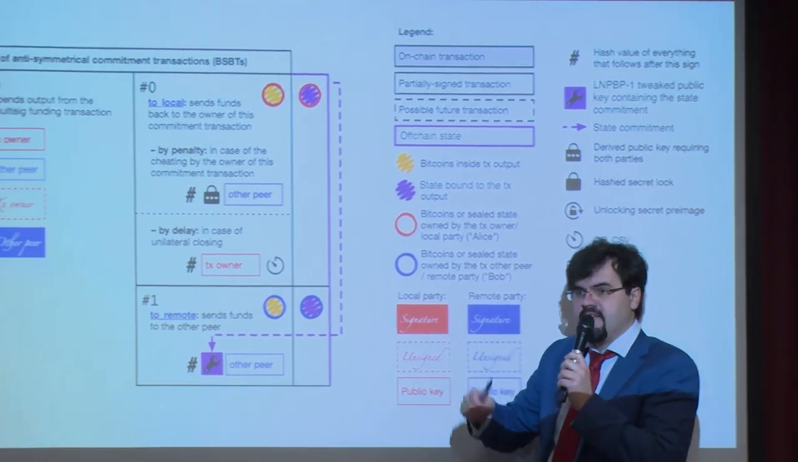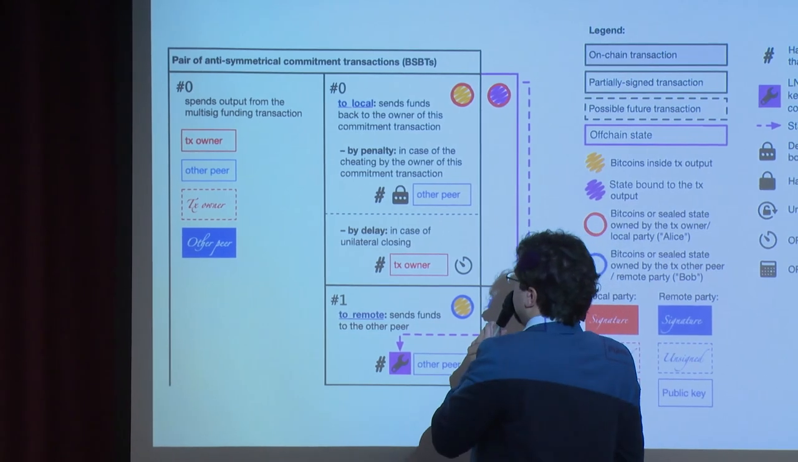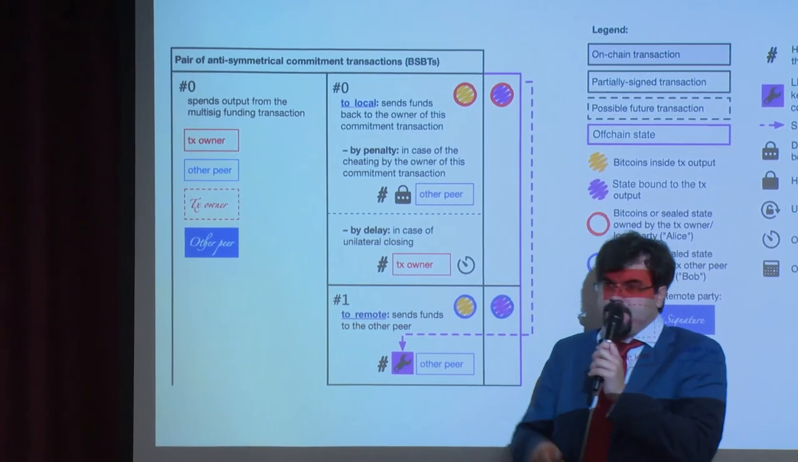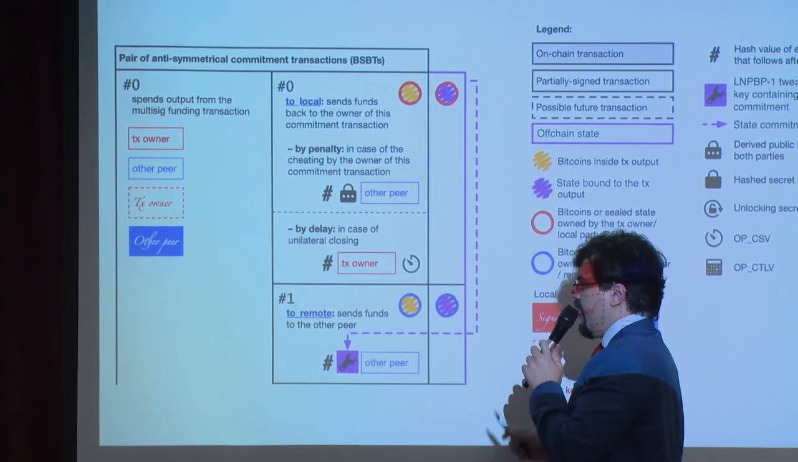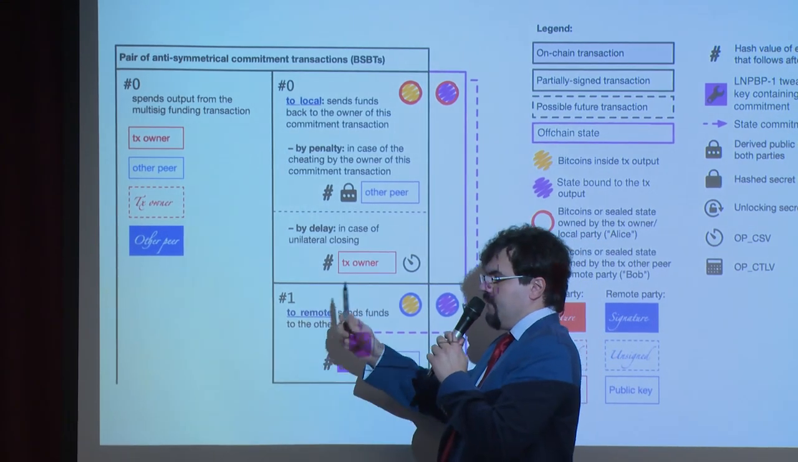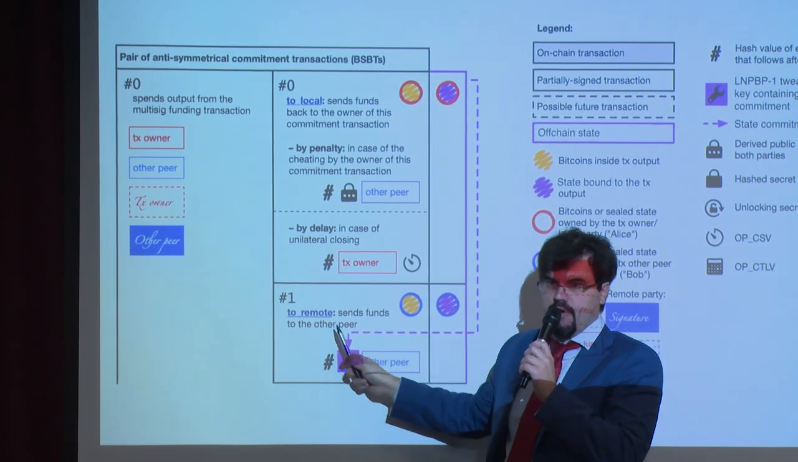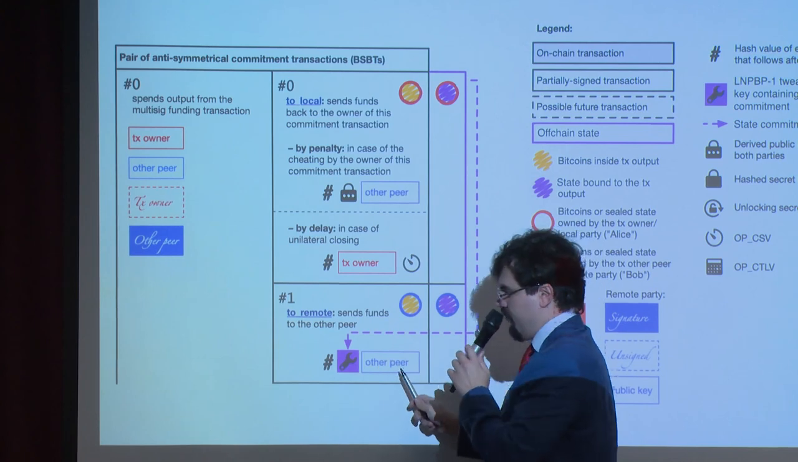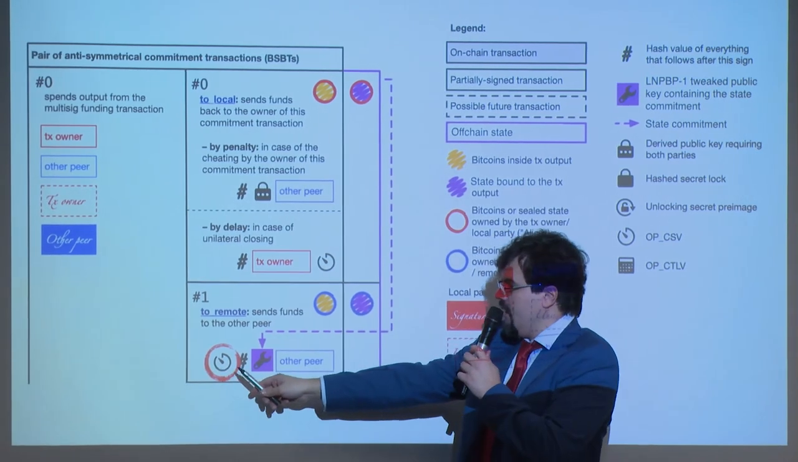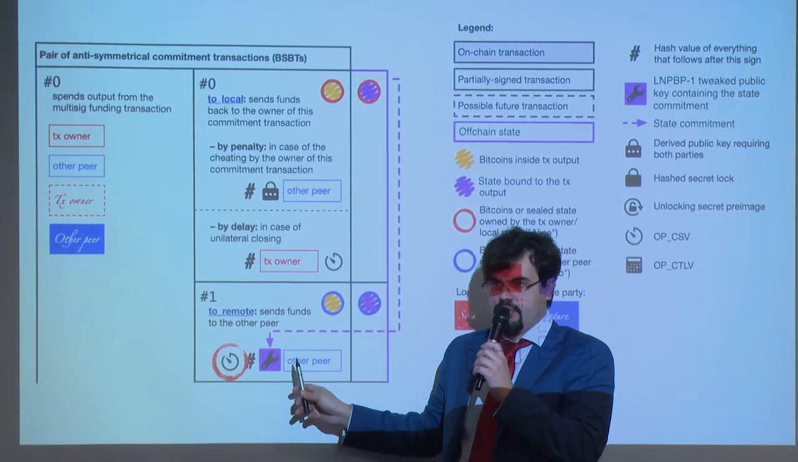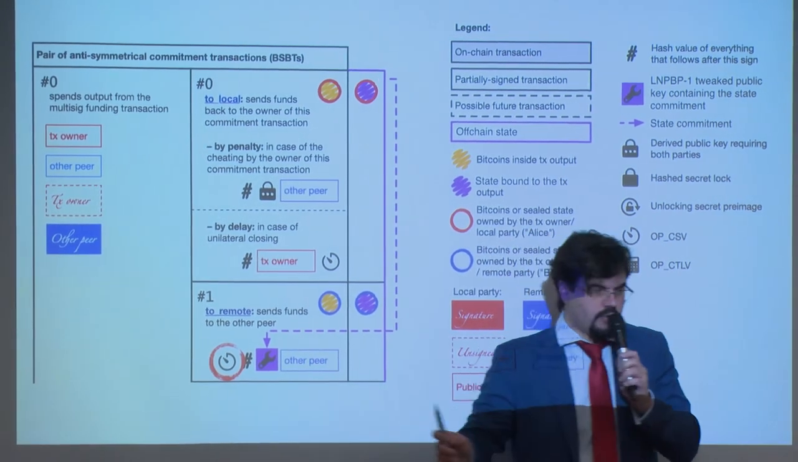So, because it spends the seal, it must close the seal of a new state. And it means that the commitment to the state must be placed into the commitment transaction. Right now, we have a pay-to-witness-public-key-hash output. It is the first output, to remote. We just have a public key of the other peer. Later, it will be replaced with an additional locking condition and become a script output. But this script output will still contain only a single public key of the remote party.